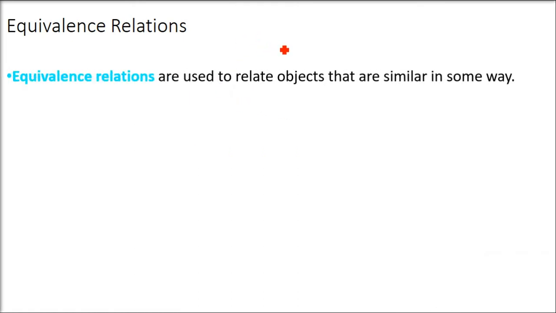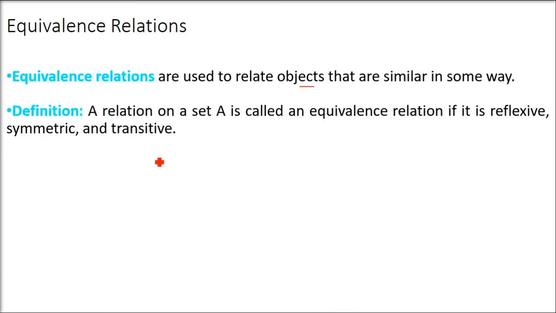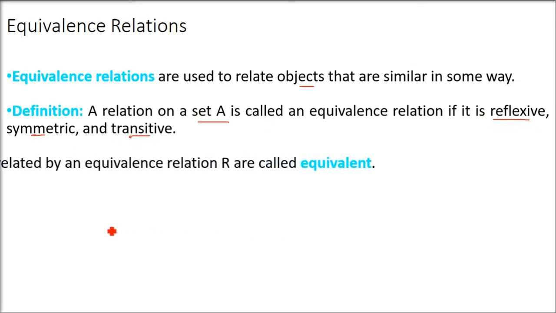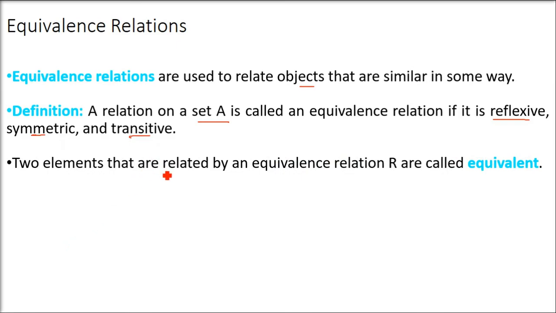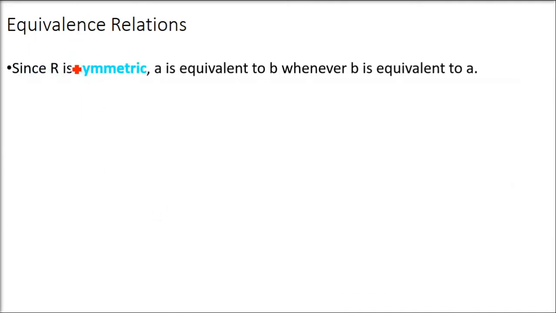Equivalence relation. These are used to relate objects that are similar in some way. And how do we get similarity? We have reflexive, symmetric, and transitive. For an equivalence relation, they have to be similar in this way. So a relation on a set A cross A is called an equivalence relation if it is reflexive, symmetric, and transitive. Two elements that are related by an equivalence relation we call equivalent.